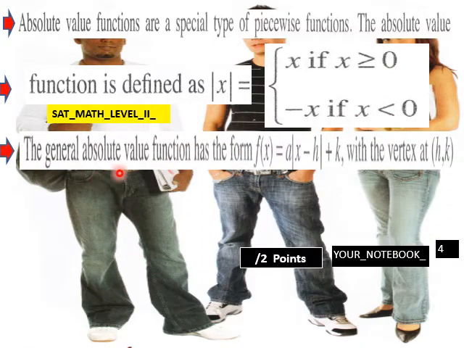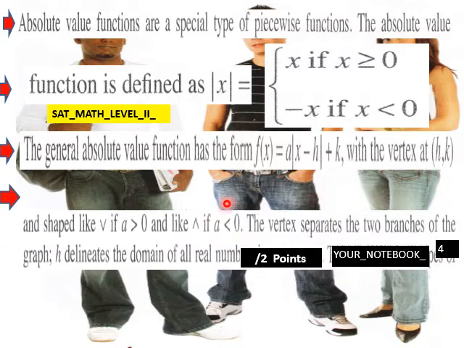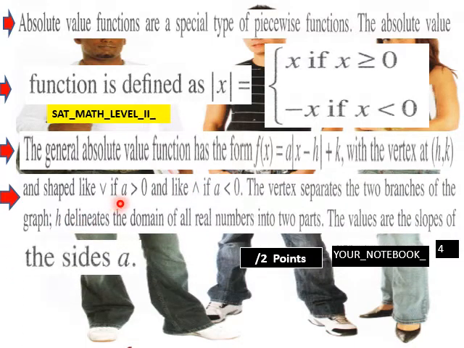The general absolute value function has the form f of x equals a times absolute value of x minus h, plus k, with a vertex at (h, k), and shaped like a V. This would be like a V if a is greater than 0, and like an upside down V if a is less than 0. The vertex separates the two branches of the graph.